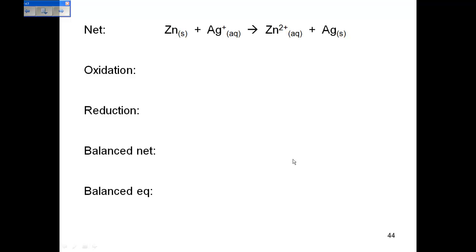Now that we have the net ionic equation, we can follow the redox rules and balance the equation. The first thing we need to do is figure out what's being oxidized and what's being reduced. Zinc is going from a 0 charge, its elemental state, to a 2+. It's going to a higher oxidation state, which indicates oxidation. So we bring down zinc going to zinc 2+. Silver is going from a +1 charge to a 0 state. That's reduction, so we bring that down: silver plus going to silver solid.